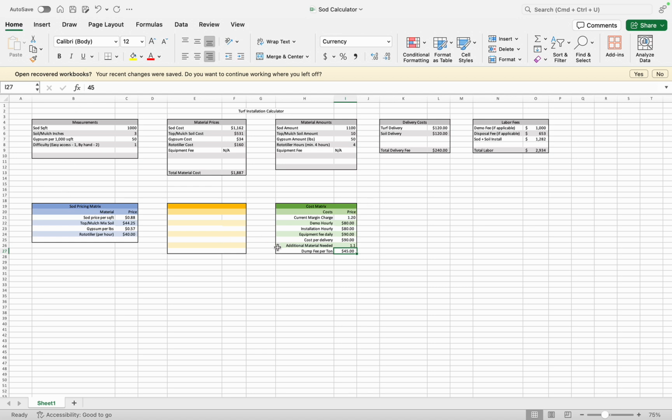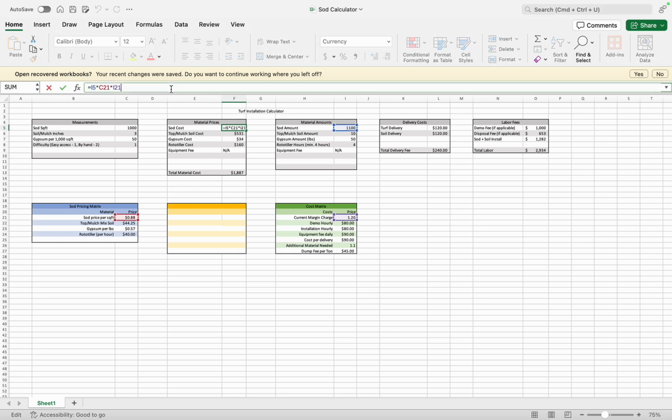So after you make those changes, it's time to get into the materials. At 1,000 square feet, we'd end up buying 1,100 square feet of sod because remember, we're adding that 10% buffer. And at the price of 88 cents per square foot and a margin increase of 120, you can see it's $1,162.